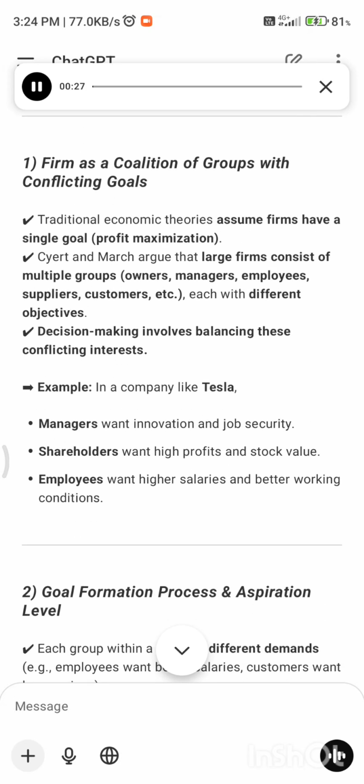1. Firm as a coalition of groups with conflicting goals. Traditional economic theories assume firms have a single goal, profit maximization. Cyert and March argue that large firms consist of multiple groups, owners, managers, employees, suppliers, customers, etc., each with different objectives. Decision-making involves balancing these conflicting interests.